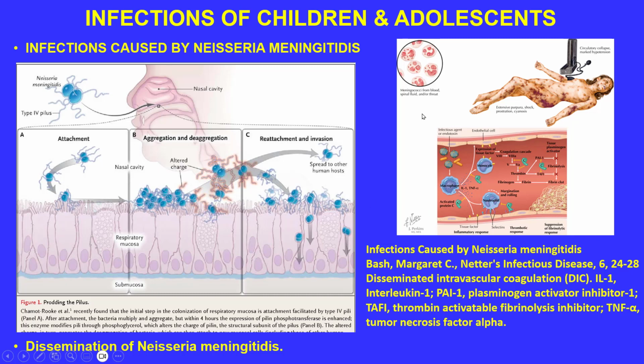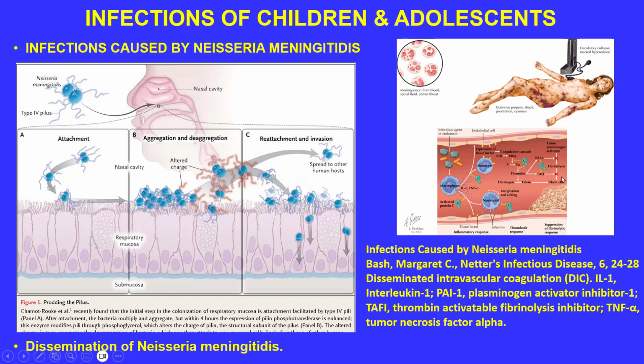If you take a look here you have meningococci from blood. You would see the same images if you had that taken from throat or spinal fluid. And you can see the individual here has shock, prostration, cyanosis, extensive purpura.